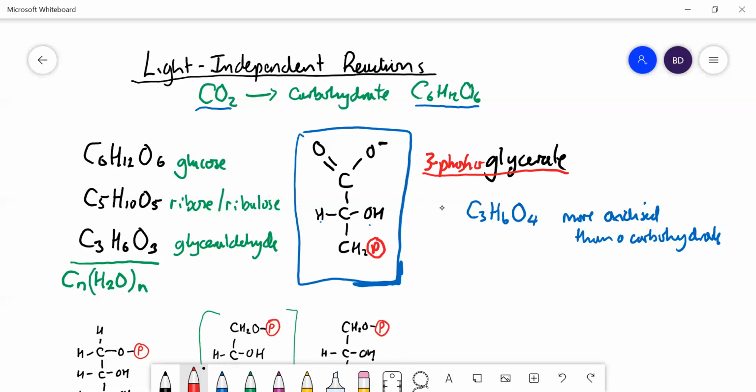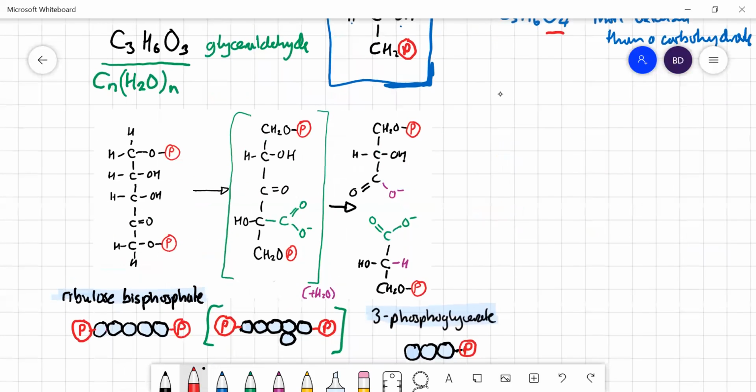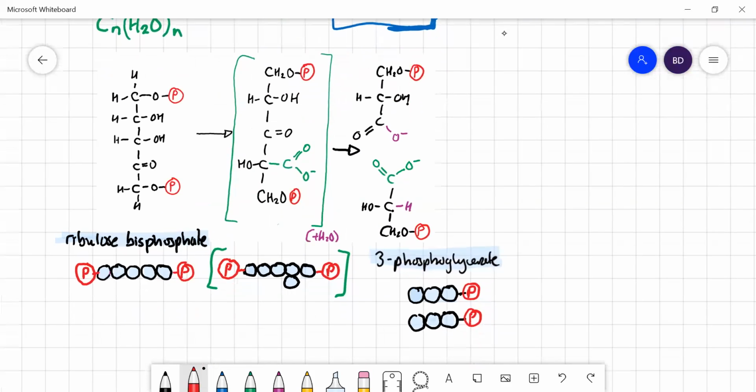But we can see here that it is not a carbohydrate, it's too oxidized, it's got too much oxygen in it. If you want to turn it into a carbohydrate, you're going to have to reduce it, and you're going to need a reducing agent. So let's have a look at what happens in the reactions of photosynthesis.